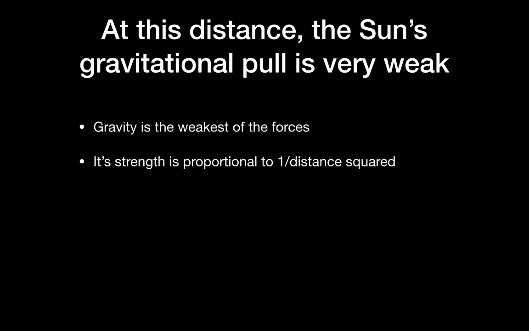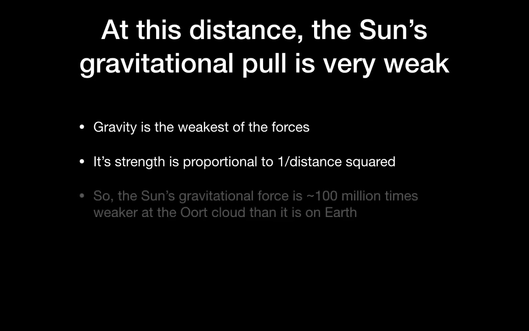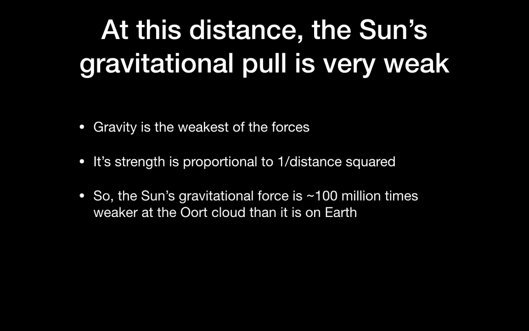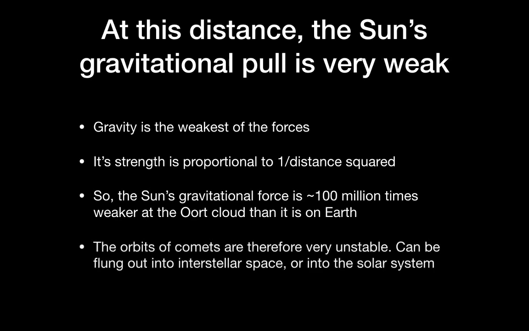So if you're going to go 10,000 times further away than the Earth, it means that the sun's gravitational force on the Oort cloud is 100 million times weaker than the gravitational pull of the sun on the Earth. And what that means is these comets are in orbits that are really unstable. So the smallest perturbation could take a comet that's happily orbiting around the sun at 10,000 AU and suddenly fling it either out into interstellar space, so away from the solar system, or fling it in towards the sun and potentially towards the Earth as well.